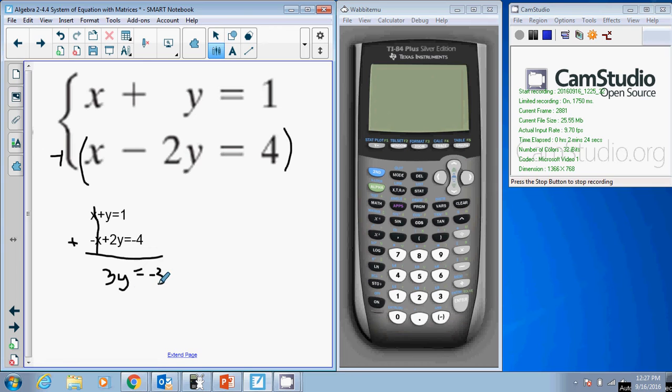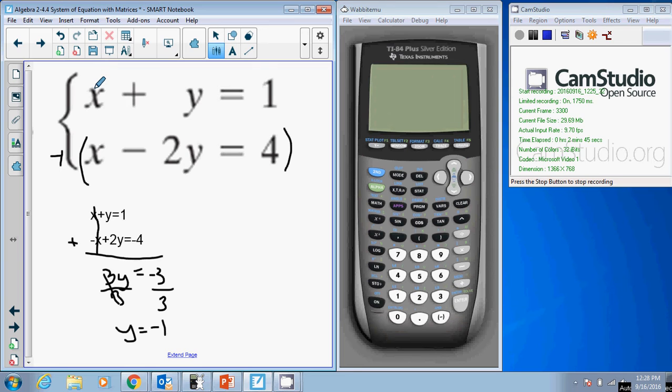And then finish solving for y. So to get the y by itself, we're going to divide both sides by 3. And we get y equals -1. So we found the y that makes this system of equations true, but now we need to find the x.